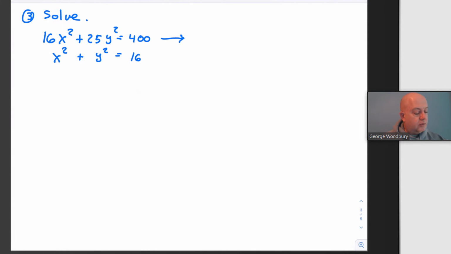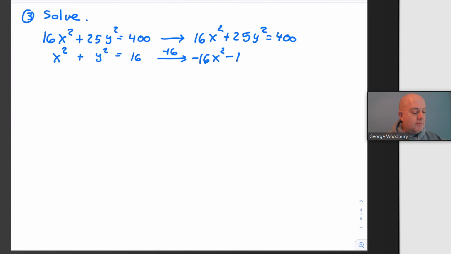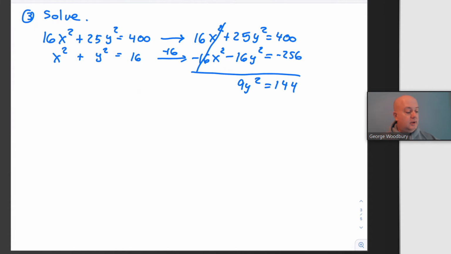So I'm just going to copy over the first one. 16x squared plus 25y squared equals 400. And the second, I'm going to multiply by negative 16. So that's negative 16x squared minus 16y squared equals, and then negative 16 times 16 is negative 256. When I add the equations together, the variable x squared is eliminated, leaving 9y squared equals 144.